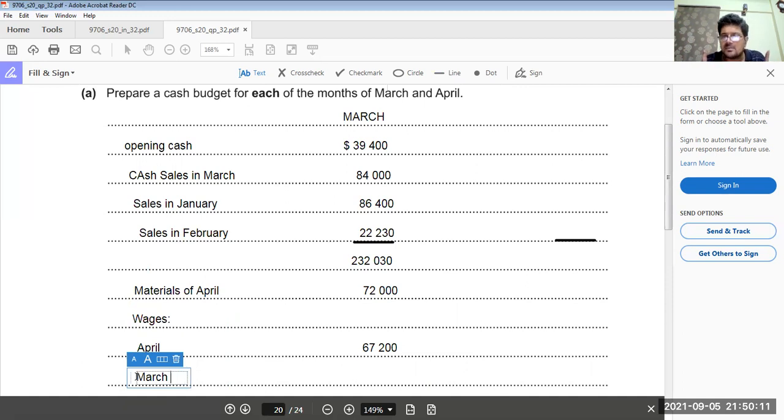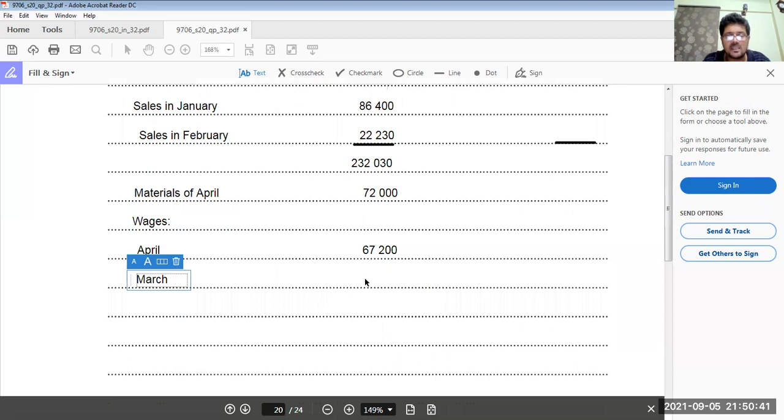20% of the labor cost, labor wages will be paid. March wages will be paid in April because March production was done in February. So March wages were how much? 2,800 multiplied by... that is 15,680. These are the wages we have to pay. 15,680 we have to pay for it.